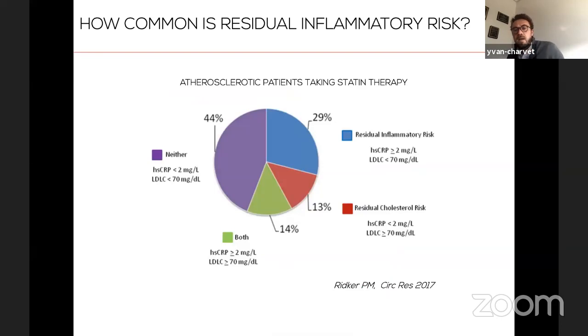And if you look at the paper from Paul Ridker a few years ago, what he clearly showed is that the residual inflammatory risk is very high, more than 29% in patients taking statins. And if you add on top of that the dual cholesterol and inflammatory risk, you can go up to 45 to 50%. And it is even more in the general population if you look at the paper.